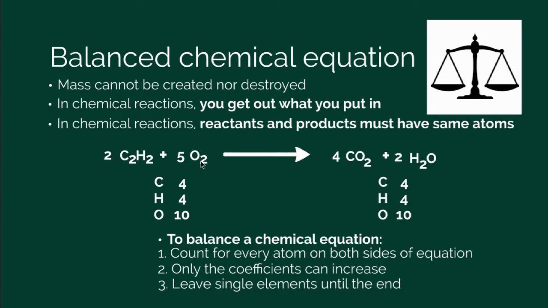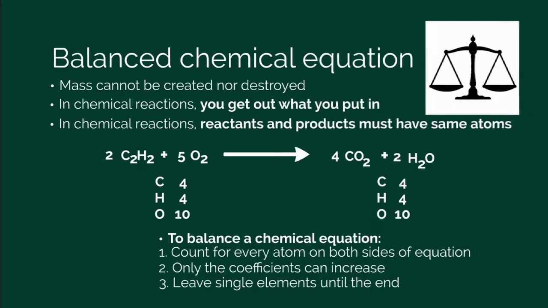When you find a single element compound on either side of the reaction and you leave that until the end, it's very simple to just change the coefficient of it without changing your other elements. So that's why I really recommend saving that until the end.